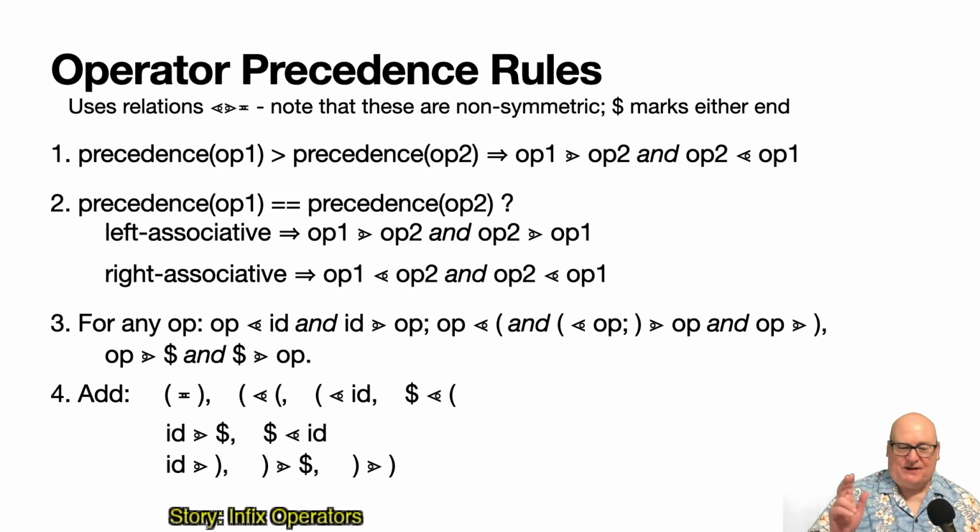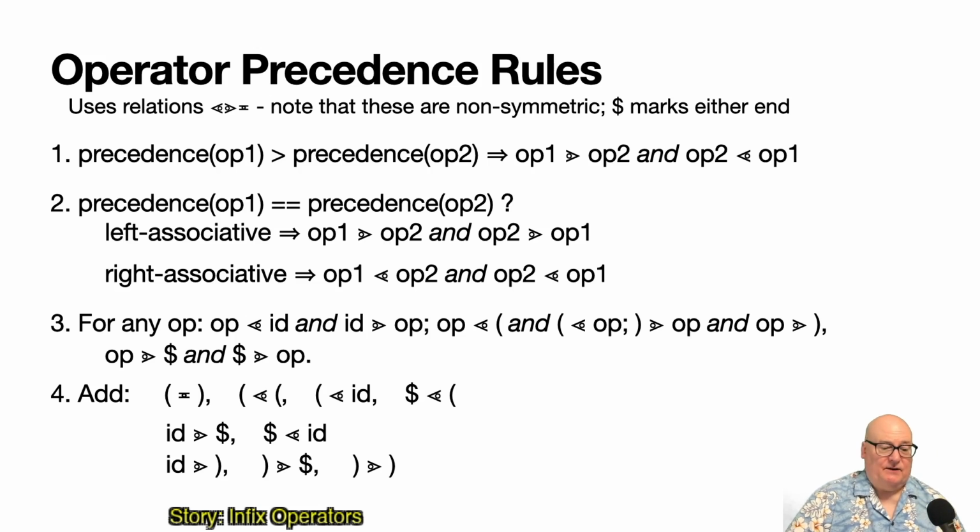So the approach I'm thinking of is operator precedence. Basically, it's got a less than, a greater than, or equal that tells you whether the precedence of something is higher or lower. So for that first rule, if the precedence of op1 is higher than op2, then you have op1 greater than op2 and op2 less than op1. But you can have situations where something is greater one way and not greater the other, so it's a little weird.